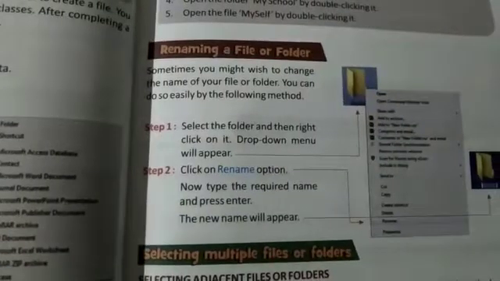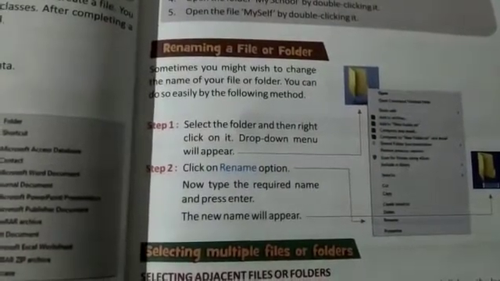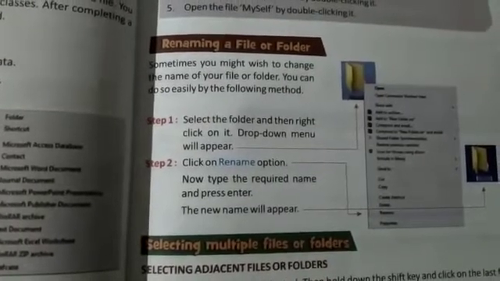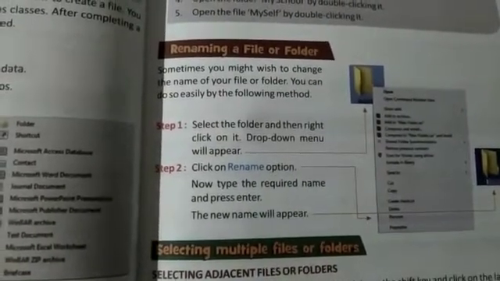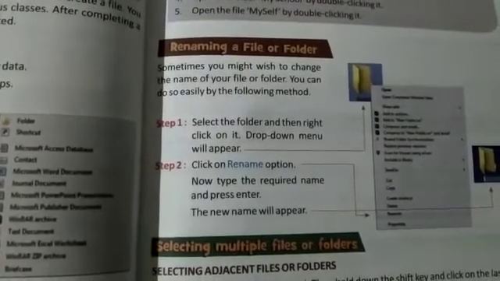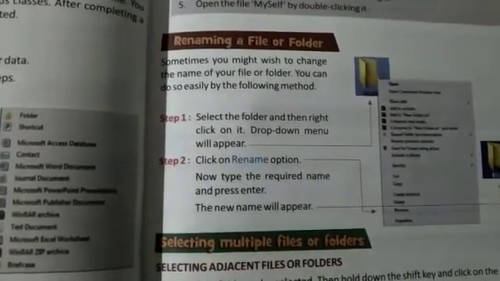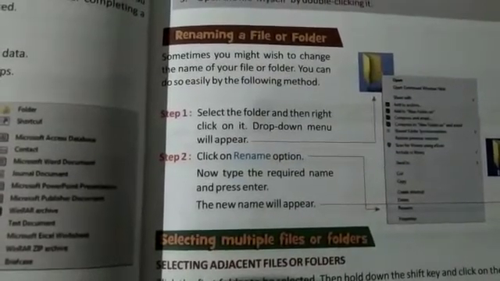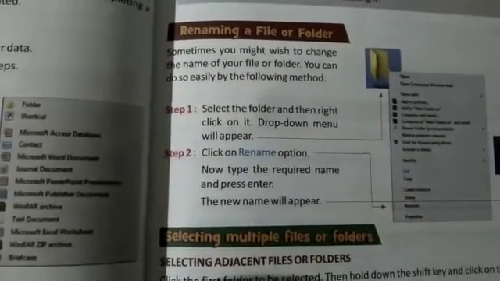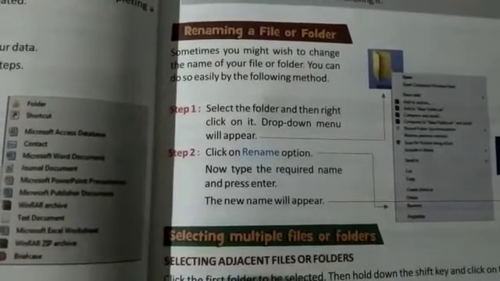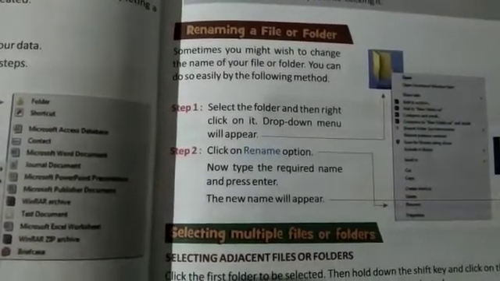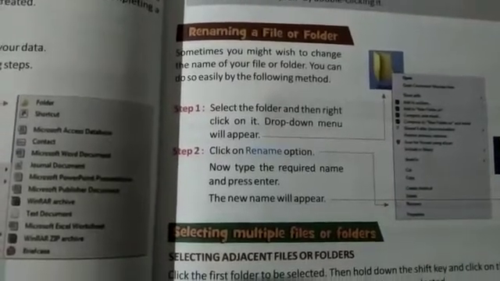Next is renaming a file or folder. Renaming means if you want to edit any file name, you can do it by following some steps. Step 1, select the folder and then right click on it. Then a drop down menu will appear. Then click on the Rename option. Now type the required name and press the Enter key. A new name will appear on your folder icon.